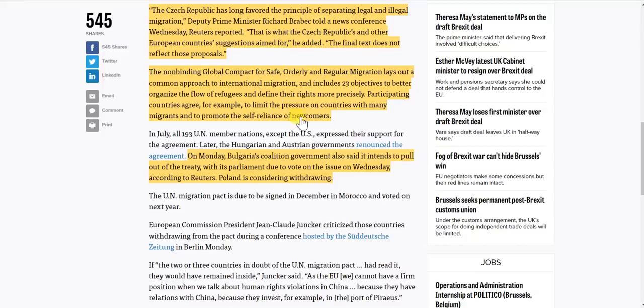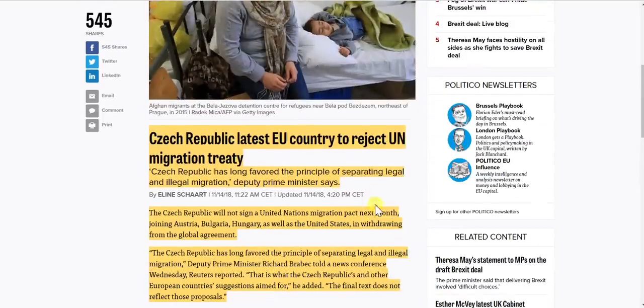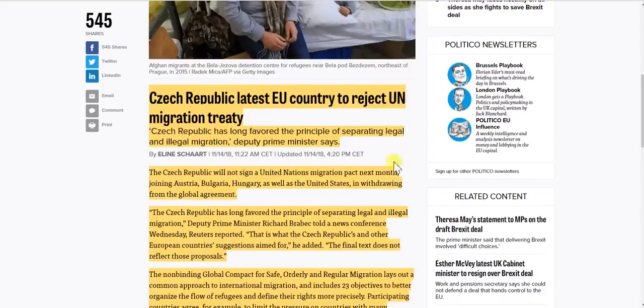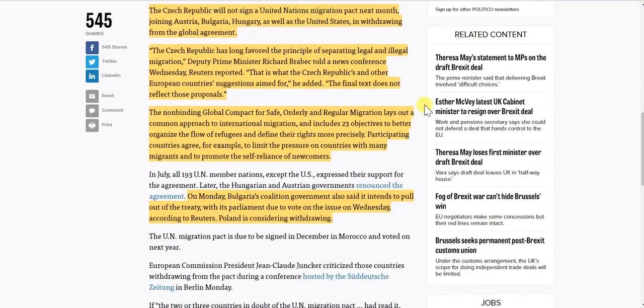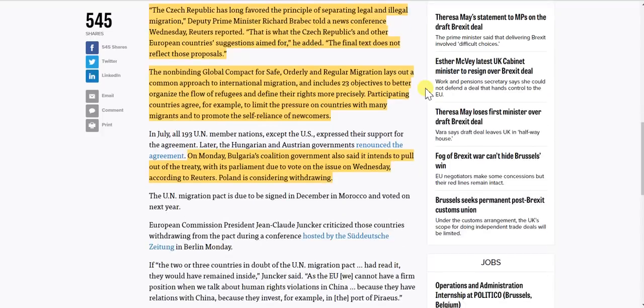So the Czech Republic is leaving the migration treaty. The Czech Republic has long favored the principle of separating legal and illegal migration, the Deputy Prime Minister says. The Czech Republic will not sign the United Nations Migrant Pact next month, joining Austria, Bulgaria, Hungary, as well as the United States in withdrawing from the global agreement. Quote, the Czech Republic has long favored the principles of separating legal and illegal migration, Deputy Prime Minister Richard Barber told the news conference Wednesday, Reuters reported. Quote, this is what the Czech Republic and other European countries' suggestions aimed for, he added. The final text does not reflect those proposals.